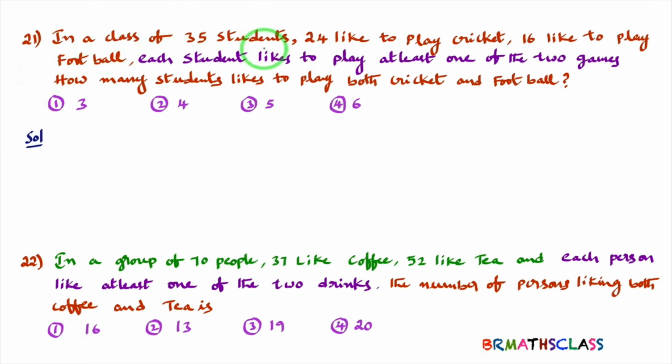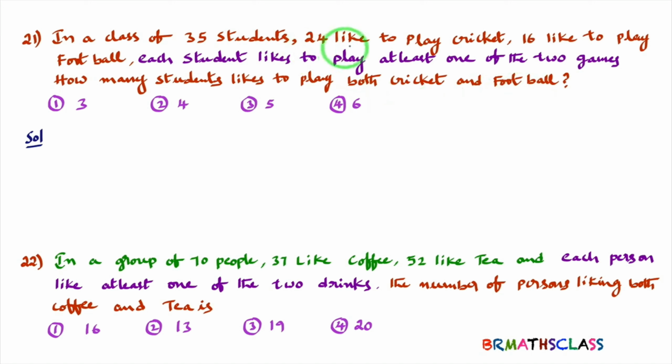In a class of 35 students. In a class, how many students are there? 35 students are there. Here, they gave that 24 like to play cricket, 16 like to play football. Each student likes to play at least one of the two games. This is important information. That's why I changed the color of this statement. See, each student likes to play at least one of two games. How many students like to play both cricket and football? I hope you understand the question.